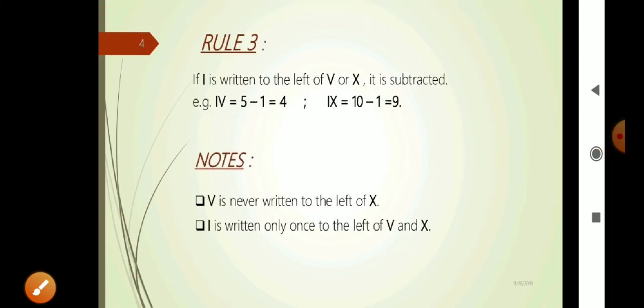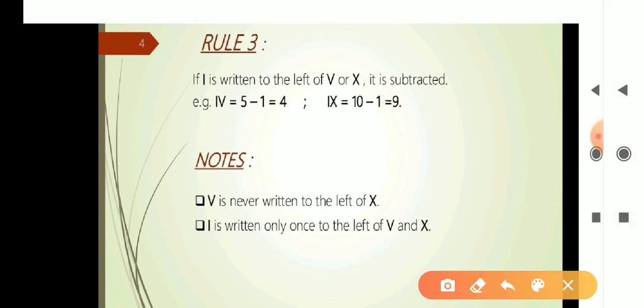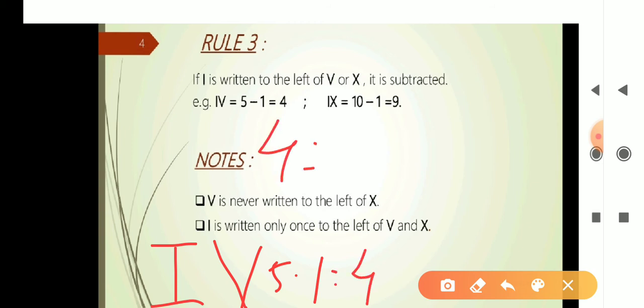And rule number 3: if I is written to the left of V or X, it is subtracted. We have just seen this, no? This is the 5. If we write I on the left side of 5, it gets subtracted, meaning 5 minus 1, that is 4. So to write 4, we use IV.